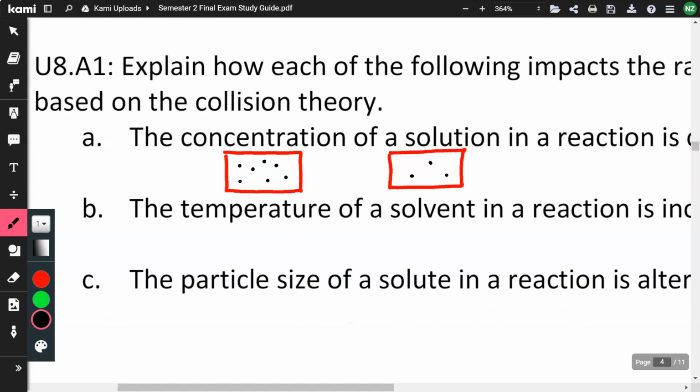As far as temperature goes, temperature makes the molecules move faster. So if you increase the temperature, you're going to increase the kinetic energy. They're moving faster. So with people moving around faster, the chances of a collision are greater, and it's going to increase the rate.